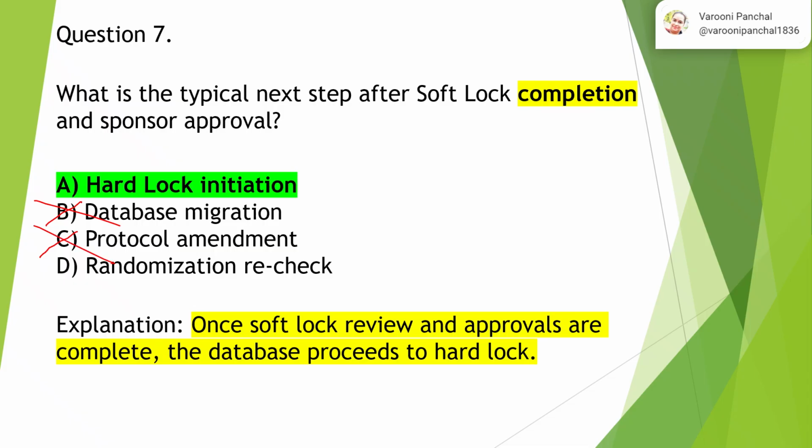Option D, randomization recheck. Now it doesn't make sense to recheck randomization, because once you have reached soft lock completion and the sponsor has already approved, how is it possible that the randomization was not checked properly or was not validated? That is next to impossible. If you are performing the soft lock, that means randomization was validated and rechecked. So this is not the right answer. So the correct answer is hard lock initiation. Once the soft lock is completed and the sponsor has approved, you can do the hard lock initiation. Once soft lock is reviewed and approvals are complete, the database proceeds to hard lock.